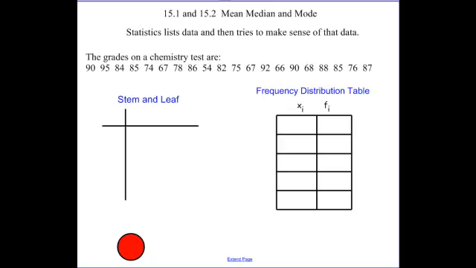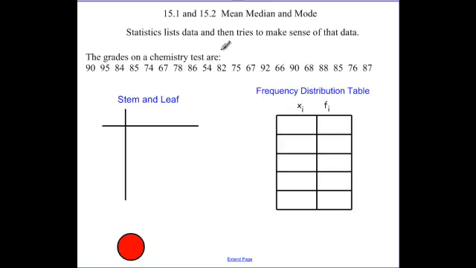All right, we are in the final stages, chapter 15, and we are doing mean, median, and mode. So you are in the statistics chapters, and all statisticians do is they make lists of data, and then they try to make sense of that data. And the easiest way to make sense of it is by looking at the mean, the median, and the mode. All right, so let's get right to it.